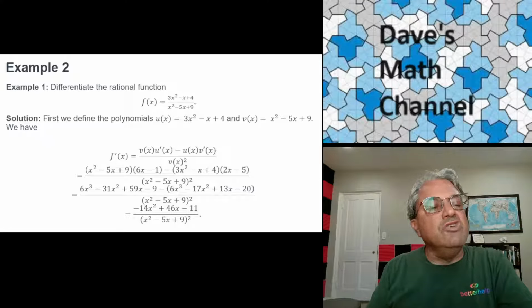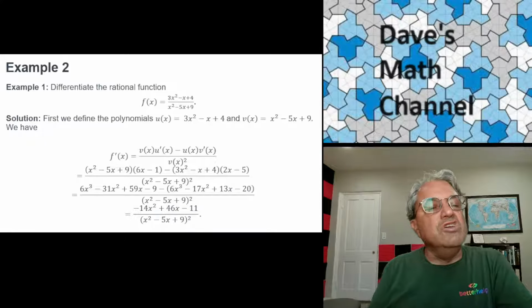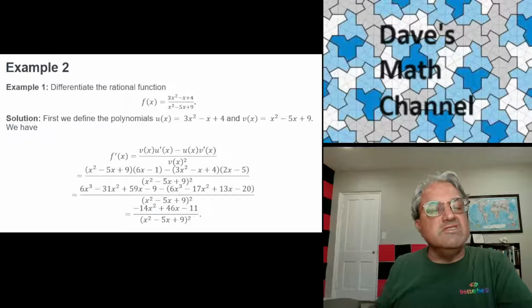And then for the linear term, you get minus 5 times minus 1, that's plus 5, plus 54, so that's going to give you 59, so you're going to get 59x. And finally, the last term is 9 times minus 1, so that's just minus 9.